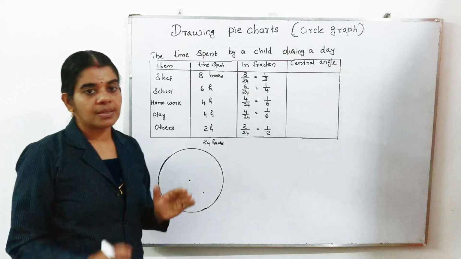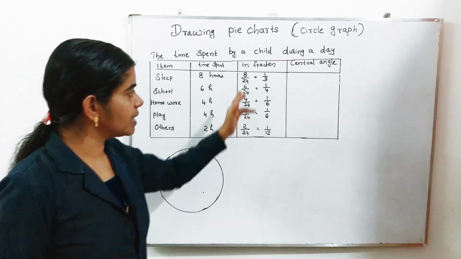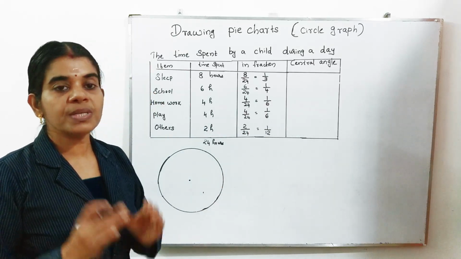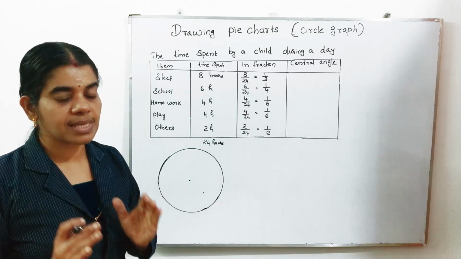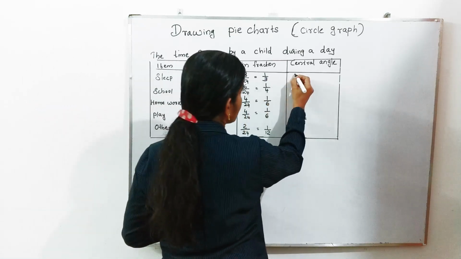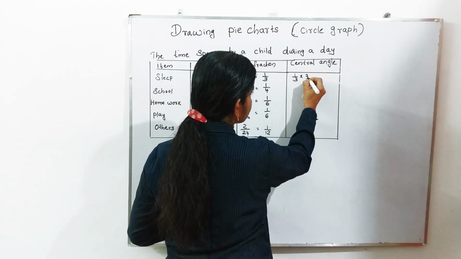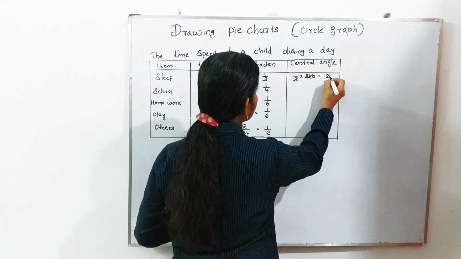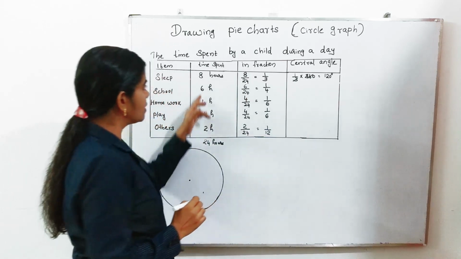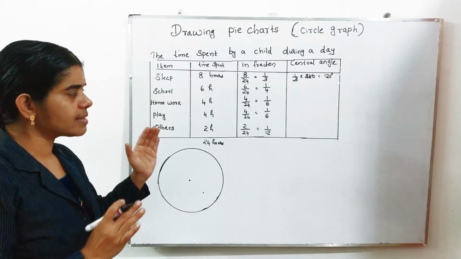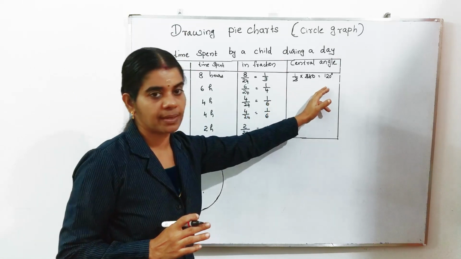Next, I told part of 360, we have written in the previous question, that is known as the central angle. How much angle we want to draw in the circle graph, that is known as the central angle. For getting the central angle, 1 by 3 into 360. Then we will cut this. You will get 120 degree you want to draw for the sleeping. That means 8 hours sleeping. That means in the circle graph 120 degree you want to take.